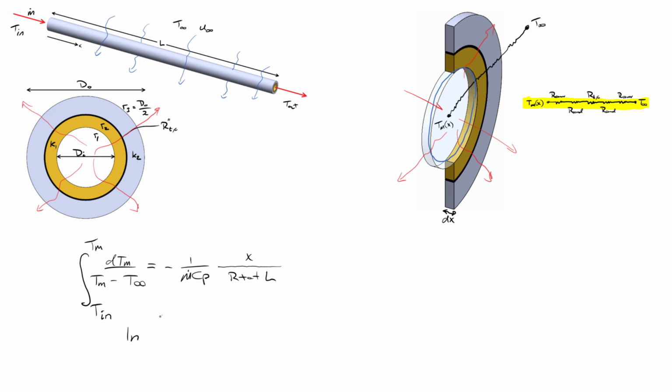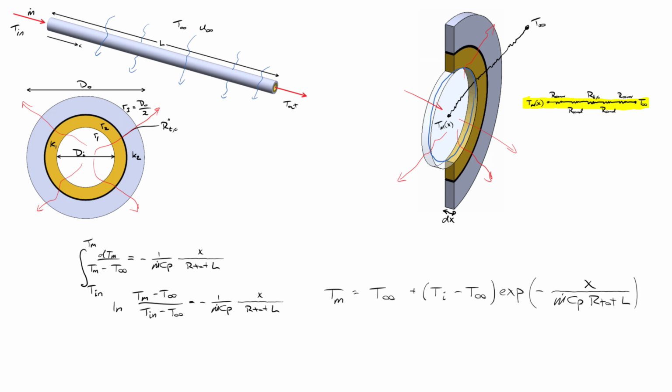So the left-hand side evaluates to the natural log of the mean temperature at some value of x minus T infinity divided by the inlet temperature minus T infinity. And that will be equal to what we had before. So after exponentiating both sides and doing a little bit of algebra, we're left with an expression for the mean temperature as a function of x.